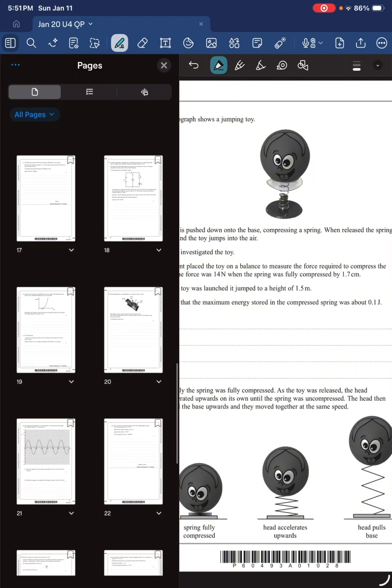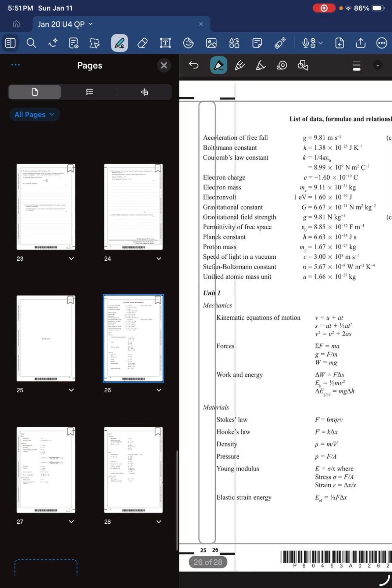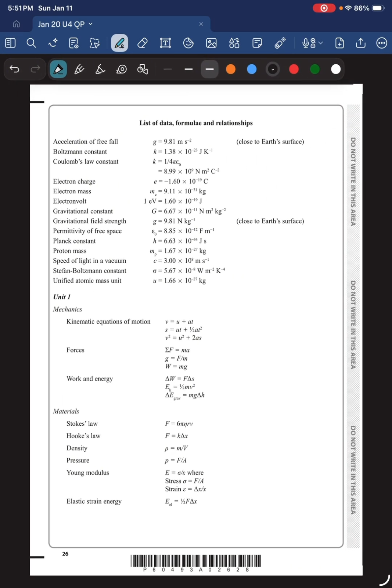This is one of the techniques or strategies you can use in a test. Just go to the back of the paper and read the formulas. So let's see. This is what we need, okay? So this is the energy they are asking. 1/2 F, we are given F, we are given delta X, so you can find the elastic energy just by reading the formulas in the back of the paper, okay?